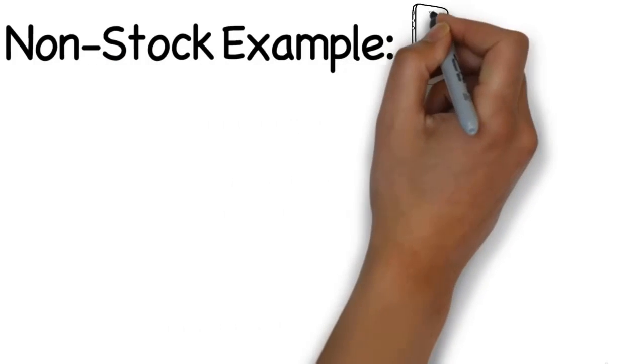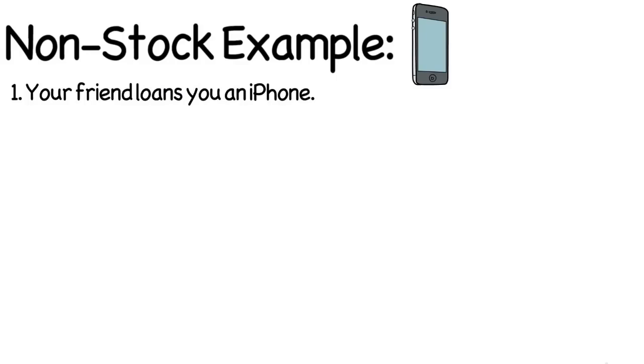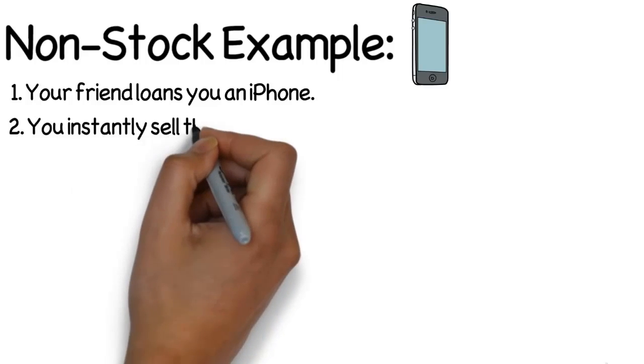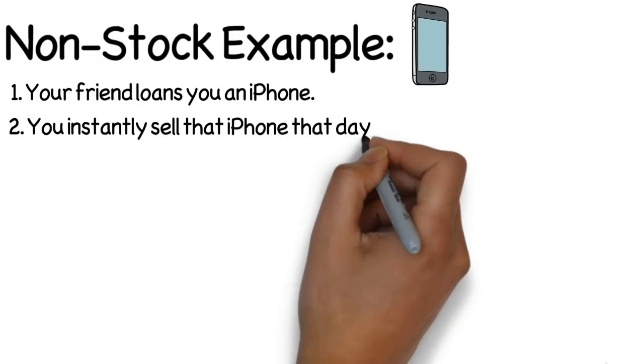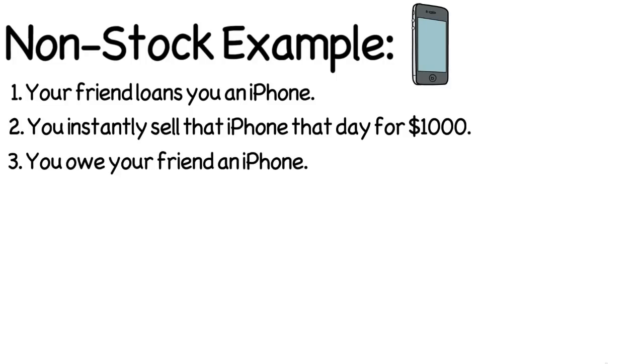So let's just take an iPhone, right? We'll just say an iPhone, for example. Okay, let's say your friend loans you an iPhone and he tells you, look, give me back an iPhone a week later. All right? Simple. He gives you an iPhone. You got to give him back another iPhone a week later. So you instantly sell that iPhone that same day that he let you borrow it. The same exact day that he let you hold it, you go and sell it right away. Now you collect $1,000 that day. So you got $1,000 in your pocket. Now remember, you owe your friend an iPhone.